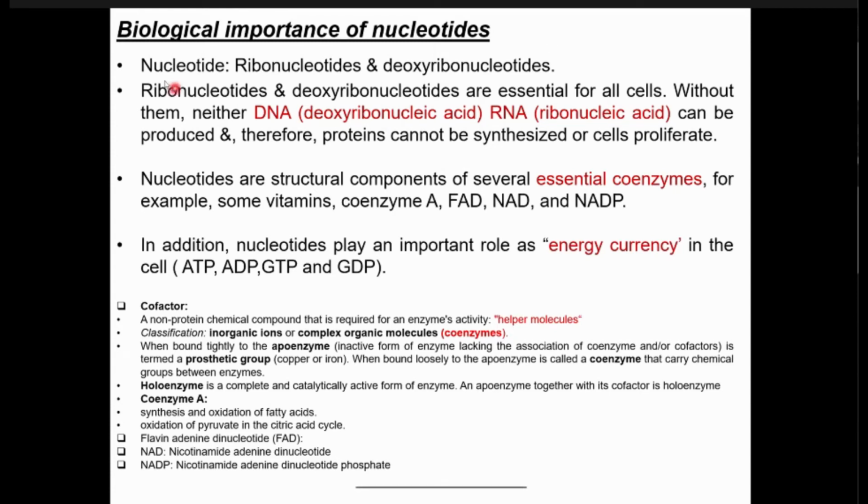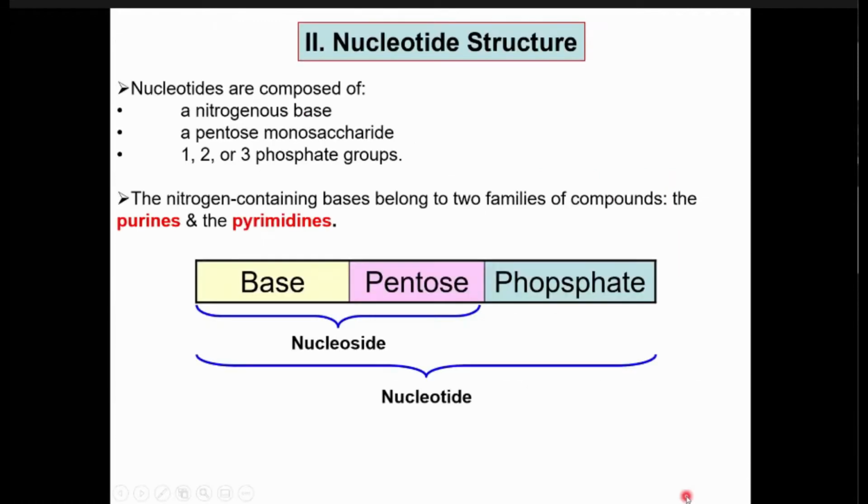So as I mentioned here, we talked about the importance of nucleotides, and they form the DNA, RNA, and the coenzymes, and the ATP, ADP. So this is the importance of the nucleotide. Okay. So the nucleotide structure, as I mentioned, is composed of a nitrogen base, a pentose monosaccharide, and the phosphate.